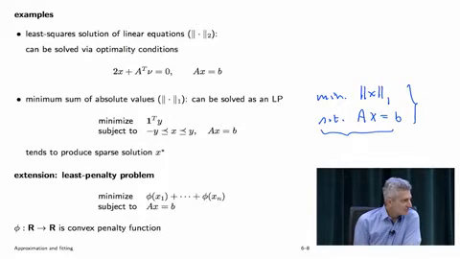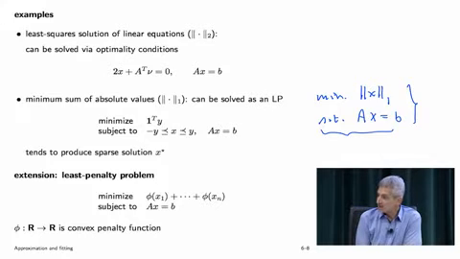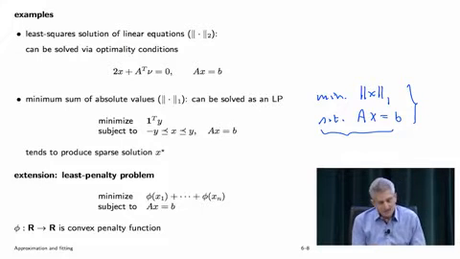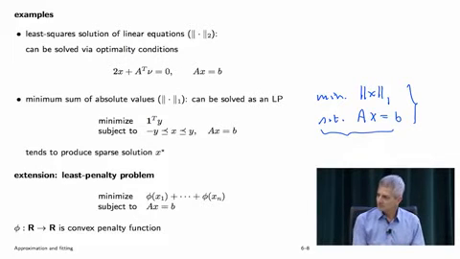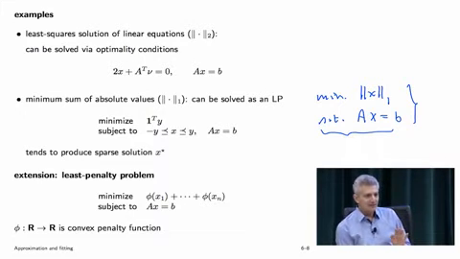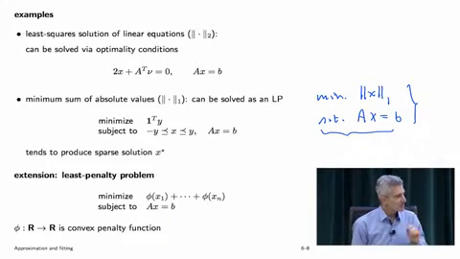You will observe this as an empirical observation, and in fact you can prove various things about that. So this is a heuristic for getting a sparse solution of Ax = b. This is going to be a theme. It's going to follow us through the rest of the course, and we'll see a lot about this.